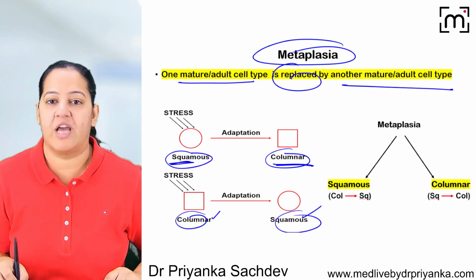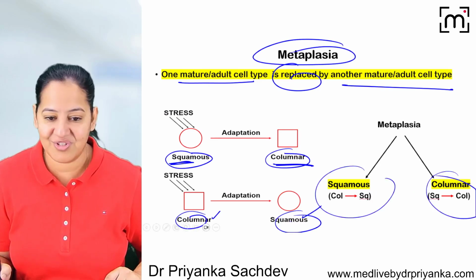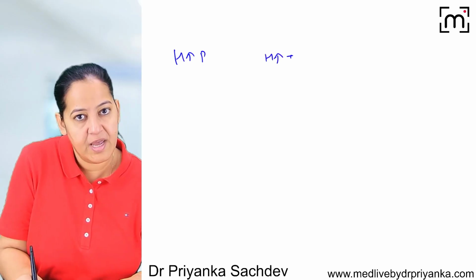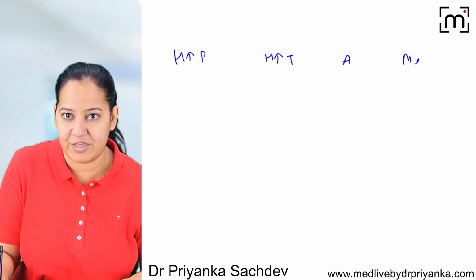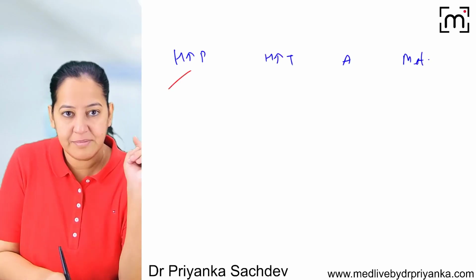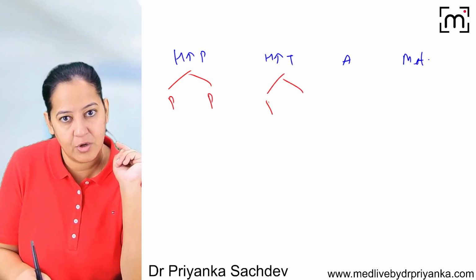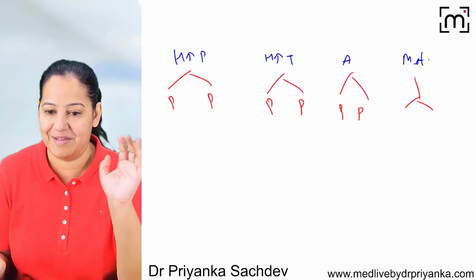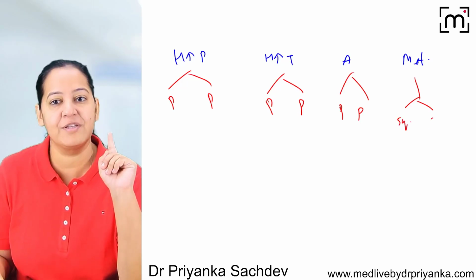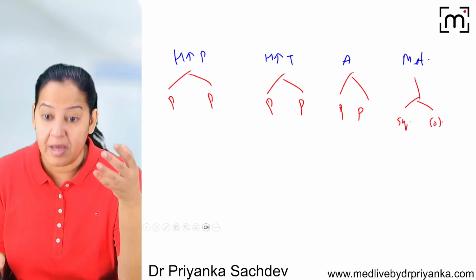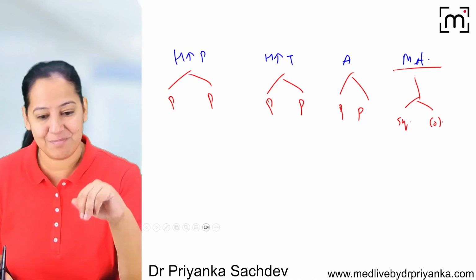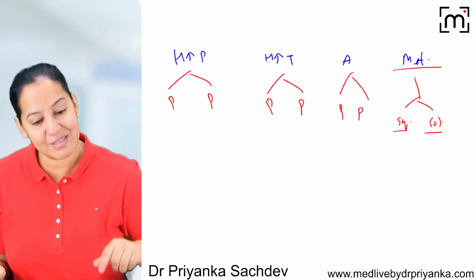Now there are two types, squamous and columnar. It's not physiological and pathological. I taught you hyperplasia first, then hypertrophy, and then atrophy, and now I'm teaching you metaplasia, the fourth one. For those, the two types were physiological and pathological, but here we don't have physiological and pathological. Here the two types are squamous metaplasia and columnar metaplasia, because metaplasia is always pathological. It's never physiological. So you have to understand the two types are squamous and columnar.